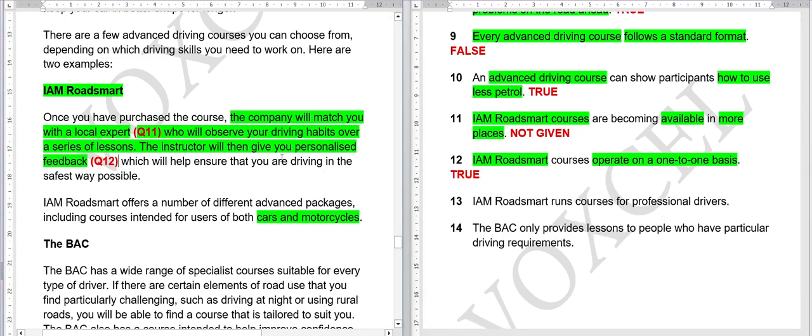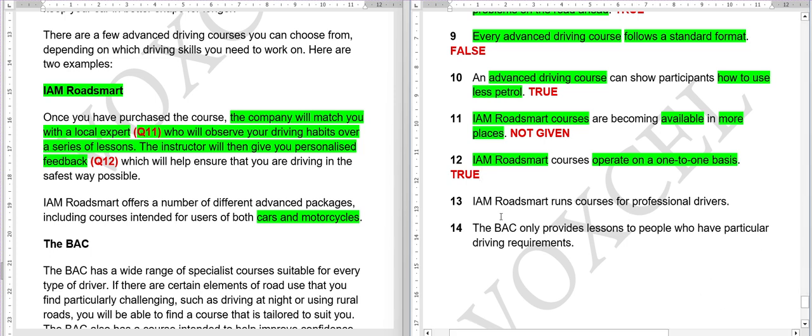Why is it true? Because they are giving you personalized feedback. If you are getting personalized feedback, that just means you are getting a course on a one to one basis. So they are giving you one to one feedback. Hope it is clear. Let's move on to the 13th question.